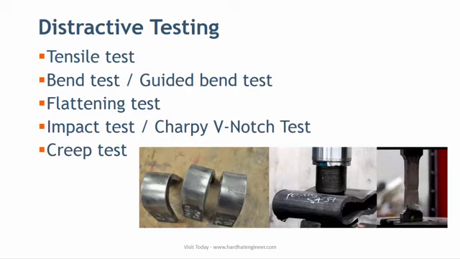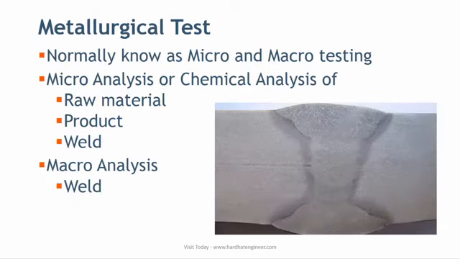Metallurgical tests confirm the chemical requirement of material grade as per the applicable material standard. Metallurgical tests are normally known as micro and macro testing. Chemical analysis of raw material, product and weld ensure that all the alloying elements are within the range as specified in the material standard. Microanalysis for weld will check proper fusion of the weld material with the pipe material.